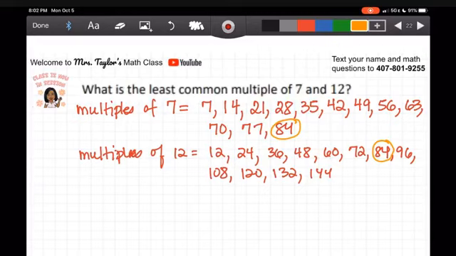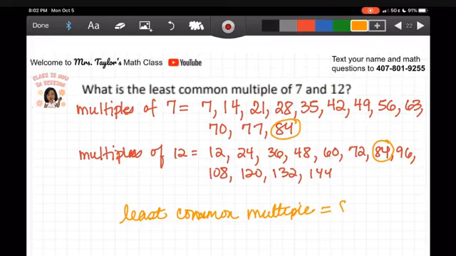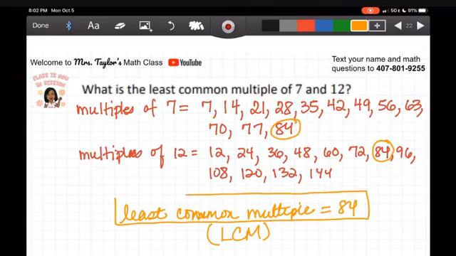So, for this answer, the least common multiple is going to equal 84. And we call this the LCM. Now, they know how to do this. You got to know the difference between the two. Now let's see how we can apply it to a different question.